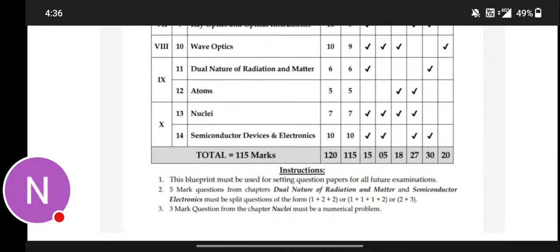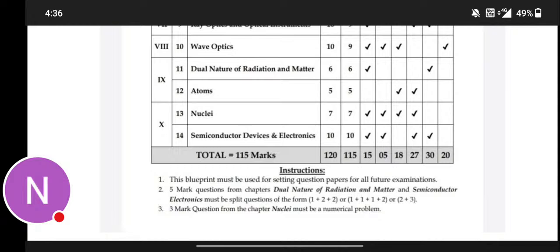Next, Unit 9, 11th chapter, that is Dual Nature of Radiation and Matter. You are getting 6 marks. 1 question for 1 mark MCQ, and 1 question for 5 marks from this chapter. Totally 6 marks you are getting from this chapter.